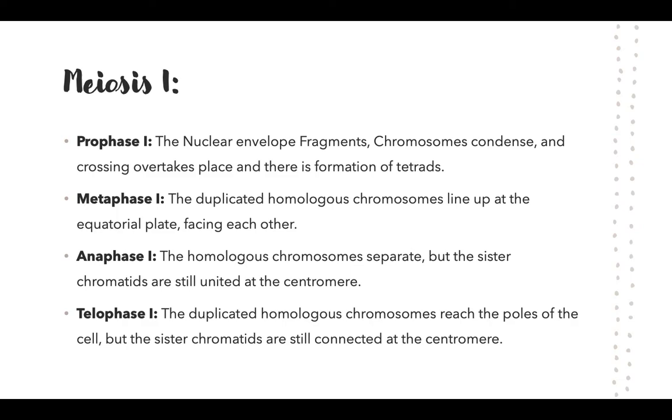In metaphase 1, the duplicated homologous chromosomes line up at the equatorial plate, but they're facing each other, whereas in mitosis, they don't face each other. In anaphase 1, the homologous chromosomes separate, but the sister chromatids are still united at the centromere. In telophase 1, the duplicated homologous chromosomes reach the poles of the cell, but the sister chromatids are still connected at the centromere. And at this point in mitosis, the sister chromatids would be pulled apart.